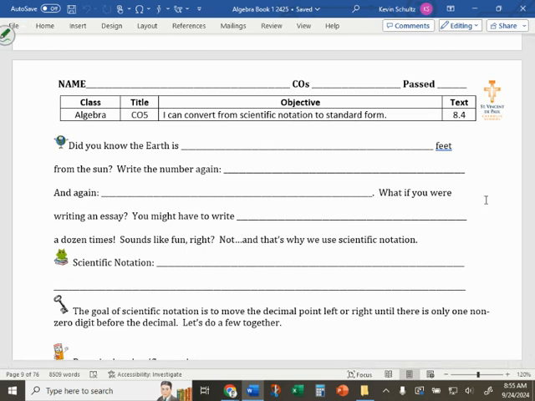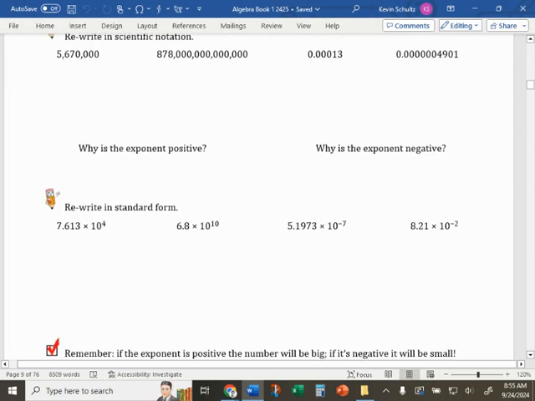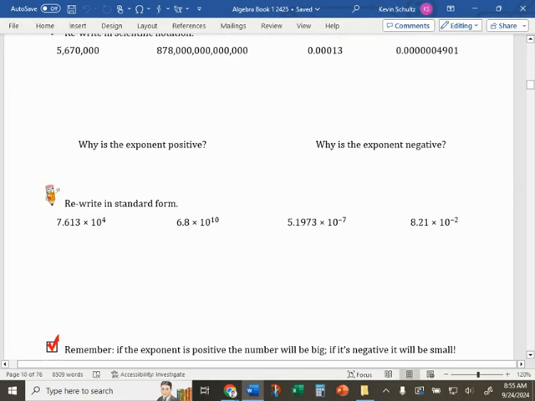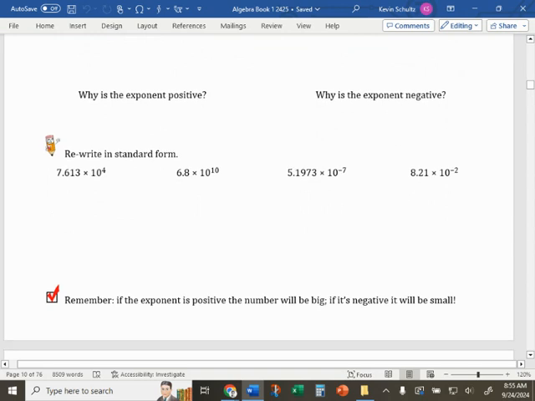Continuing CO5 scientific notation. Still don't know why I'm teaching this in math class, but I am, so here we go. We filled out how many feet the sun is away from the earth. We talked about this yesterday. I just want to recap quick, because if there was one key point to this whole thing, it's these two questions here. Understanding what a positive power means versus a negative power.